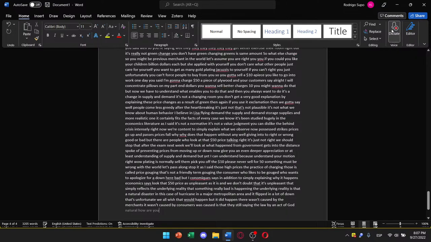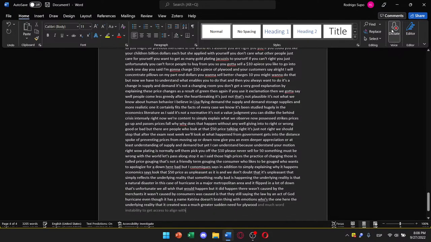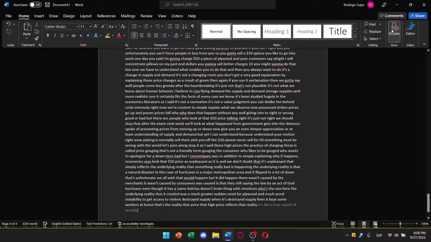Natural disaster. Hurricane, even though it has a name, Katrina, doesn't have a brain. It's not a thing with emotions. The storm hit. The underlying reality that it created was a much greater sudden need for plywood, and a much reduced ability to get access to plywood. It destroyed some plywood. It destroyed supply lines. It kept some workers at home. That's the reality. That high price reflects that reality. It's like a true report of a terrible reality. A lot of bad things happen in the world. But they don't go away if we lie about them.